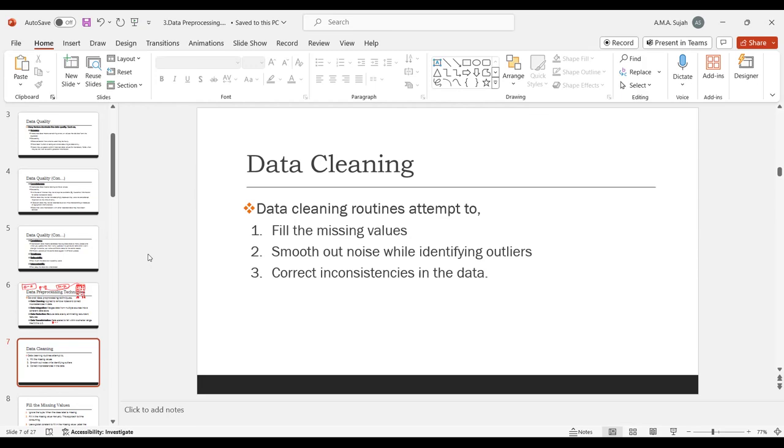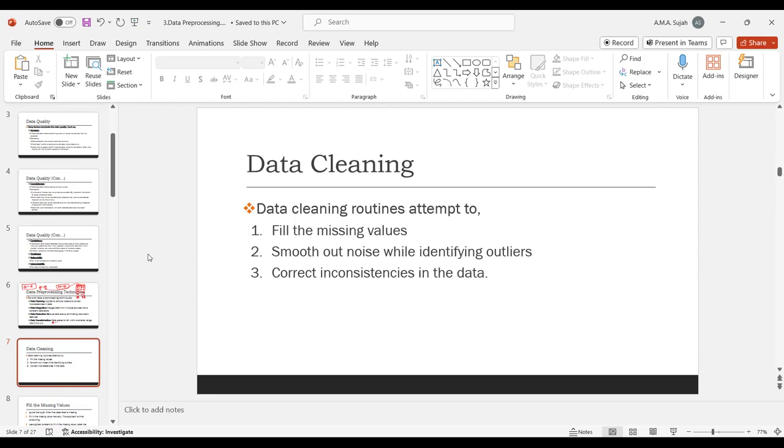The third one is to correct the inconsistency in your data. There are possibilities of different inconsistencies in your data, so you cannot directly apply data mining techniques without doing inconsistency removal, or formatting the inconsistency into a correct way. So what are the three things we can do in data cleaning? First, fill the missing values, handle the noisy data, and also correct the inconsistency in your data set. These are the three things you need to do in data cleaning.